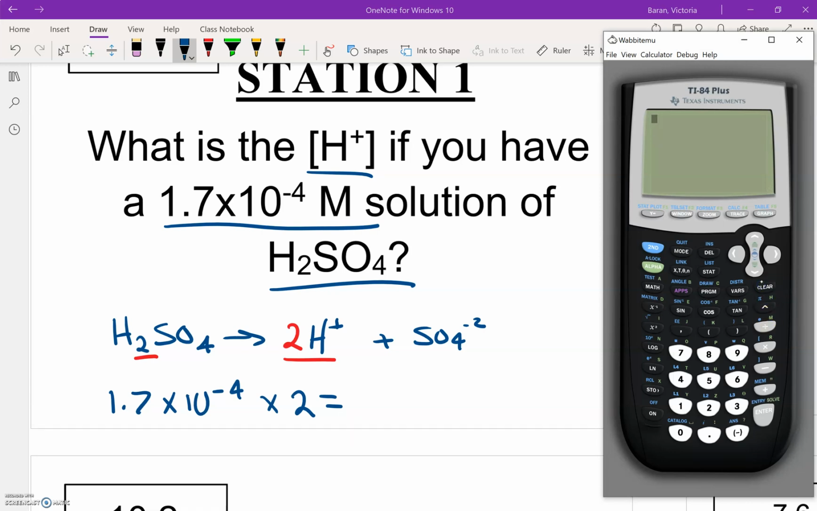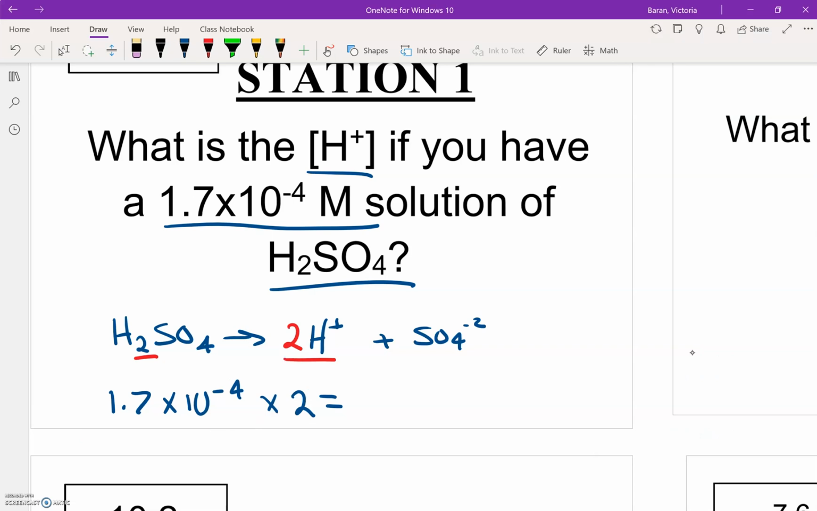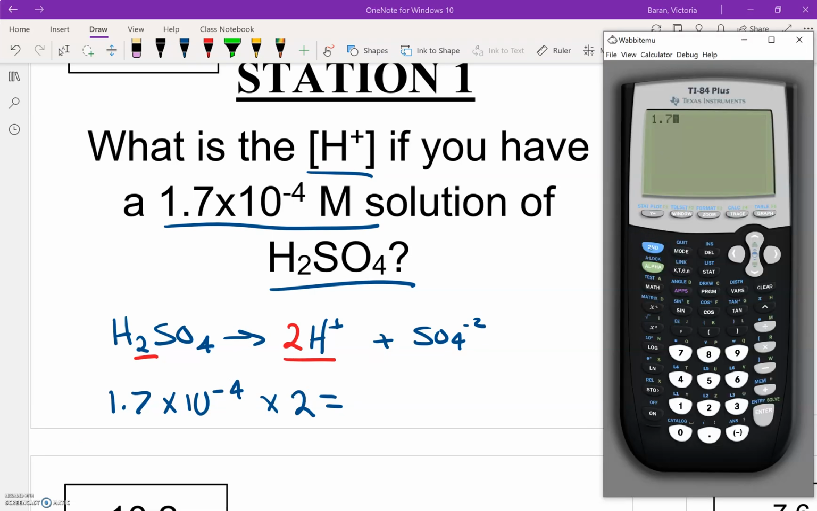So in my calculator, I'm going to do 1.7, and again, please don't do the times 10 whatever when you're entering this into your calculator. Using the E function is a lot easier. You hit the second blue button in the upper left here, and then you see the 2 blue E's, it's that button above the 7 with the comma. That's how you get the E, and then make sure you do negative 4, not minus 4. That's how you enter it into your calculator, and we're going to multiply that by 2.